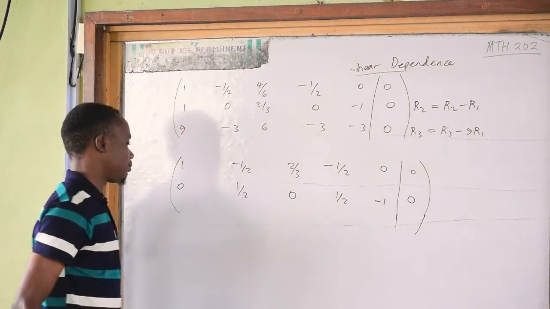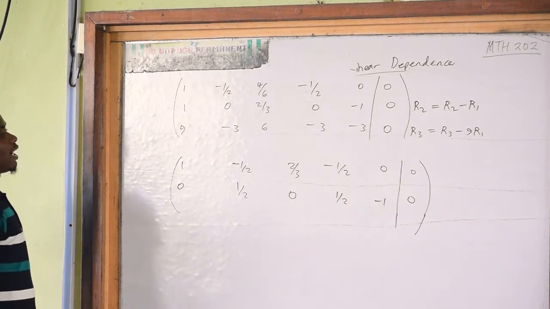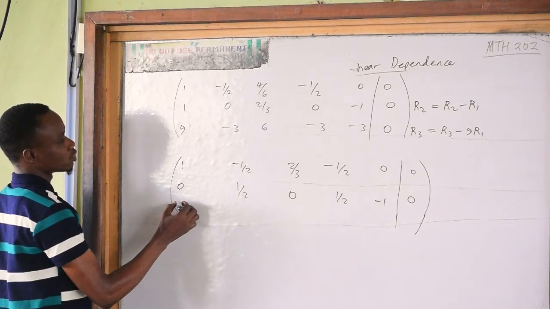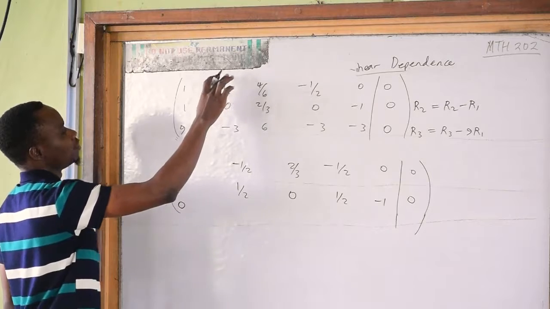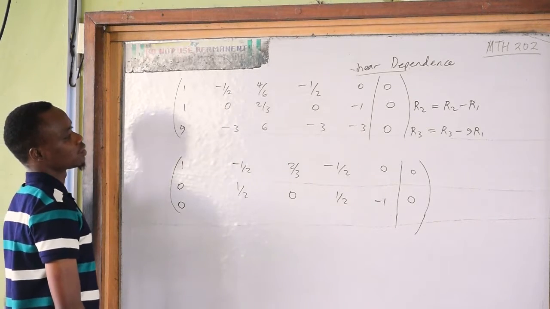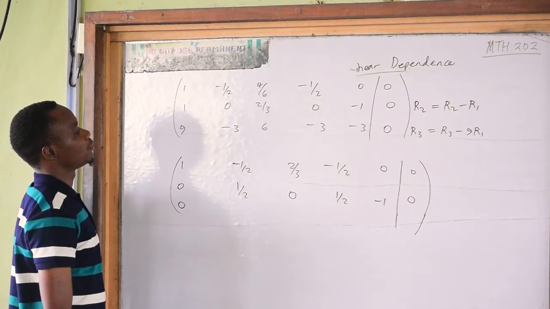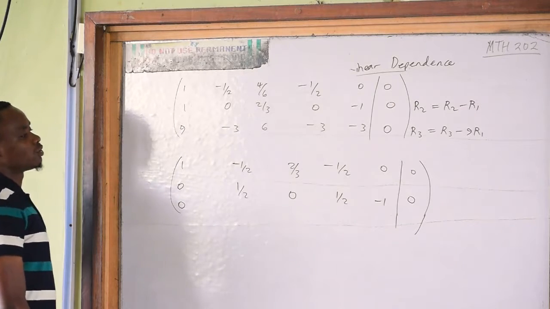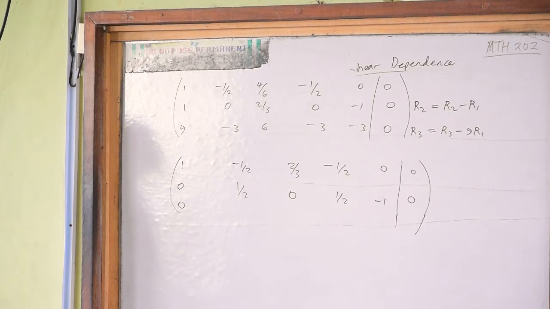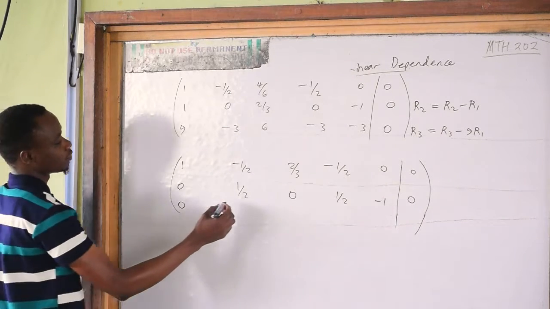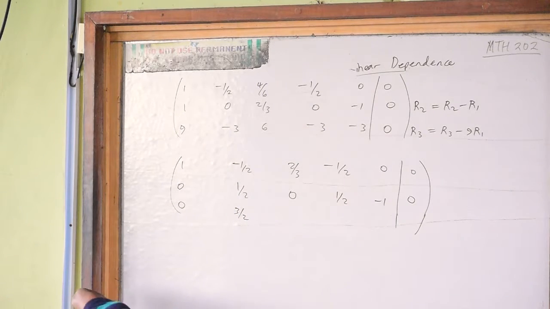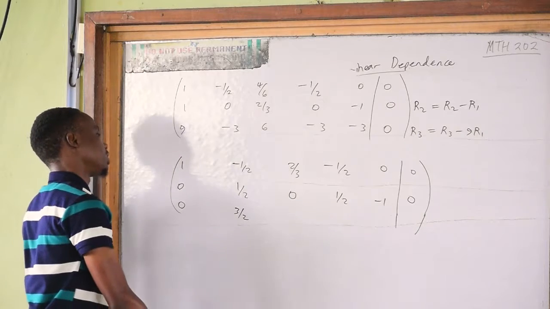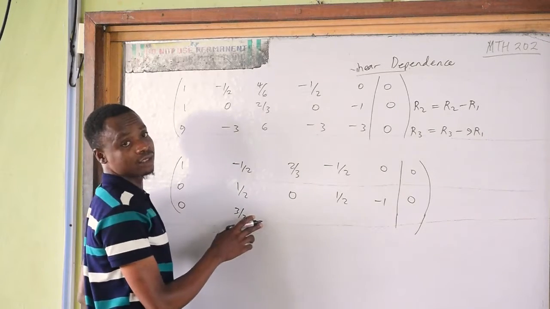So I have the third row. R3 minus 9R1 is going to be 0. 9 times this is going to be minus 9 over 2. That will be plus 9 over 2. Minus 3 plus 9 over 2. What will that give us? That is 3 over 2. Please confirm that. Correct? Is that correct? Yes.